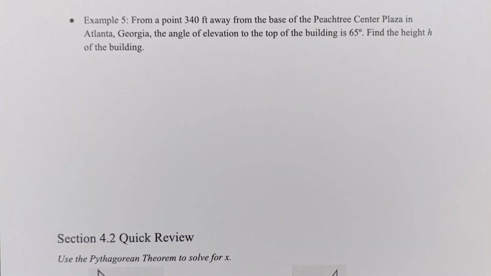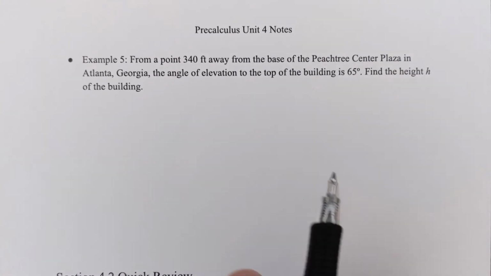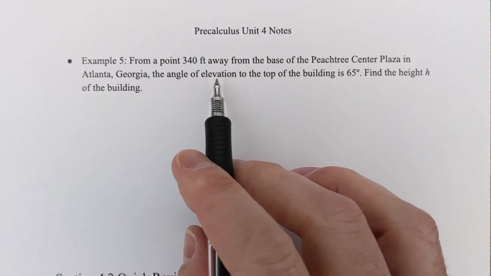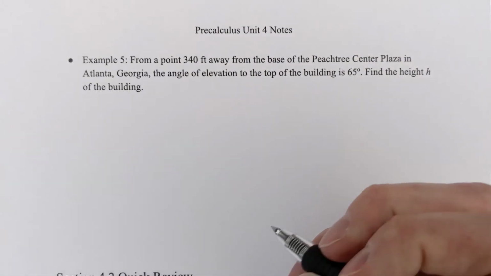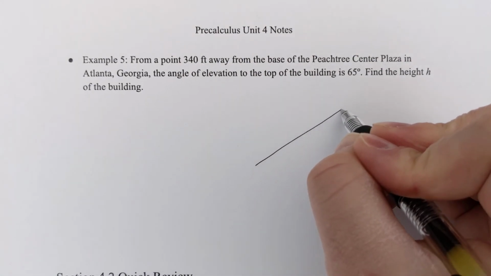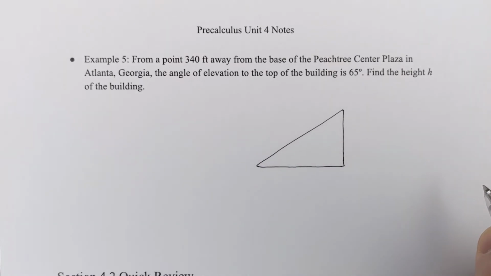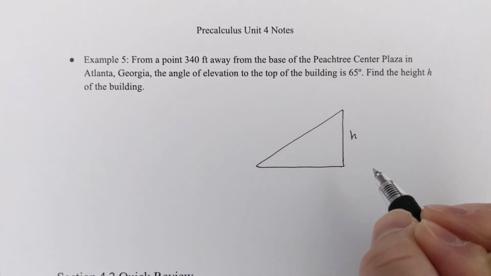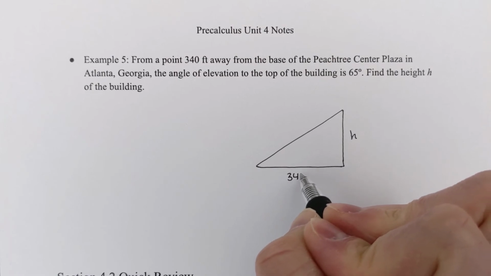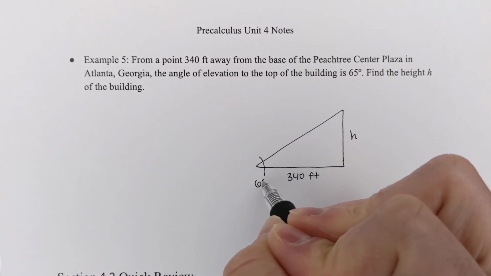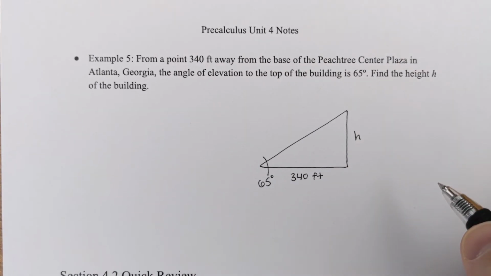Okay, so example 5. From a point 340 feet away from the base of the Peachtree Center Plaza in Atlanta, Georgia, the angle of elevation to the top of the building is 65 degrees. Find the height. So let's draw a picture. For trig problems, it's always a good idea to draw a picture. So we're finding the height. We know this distance is 340 feet, and we know the angle we're looking up is 65 degrees.